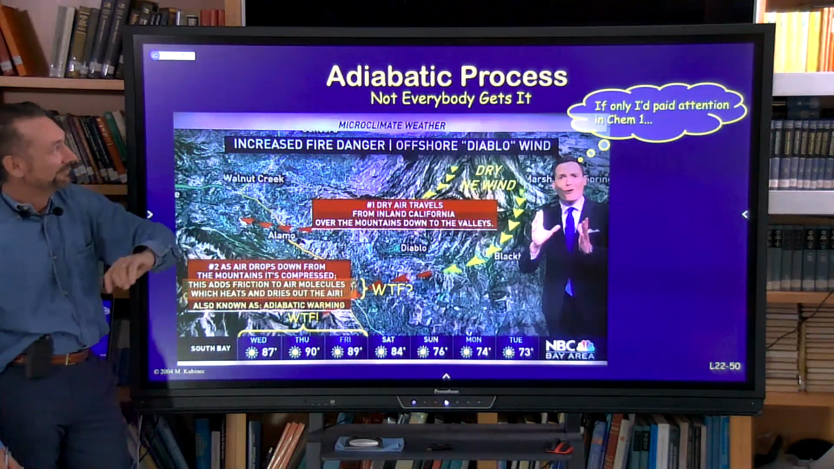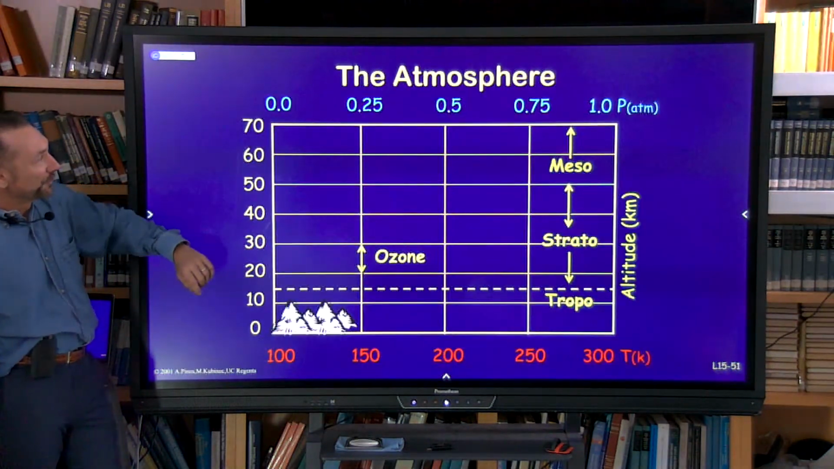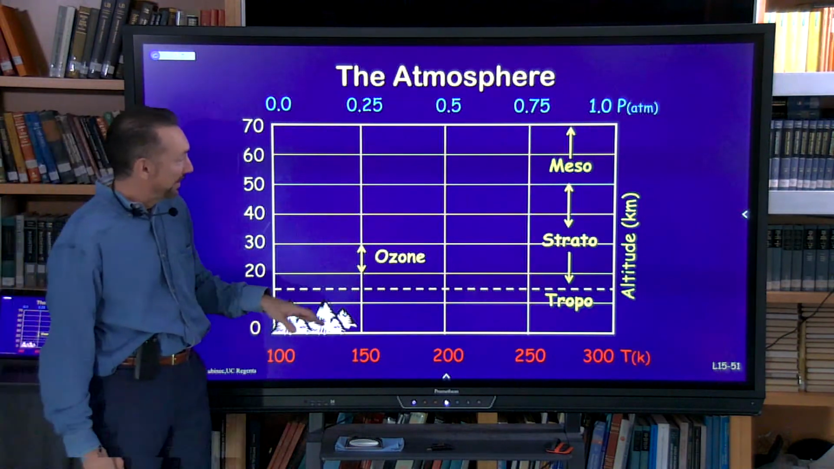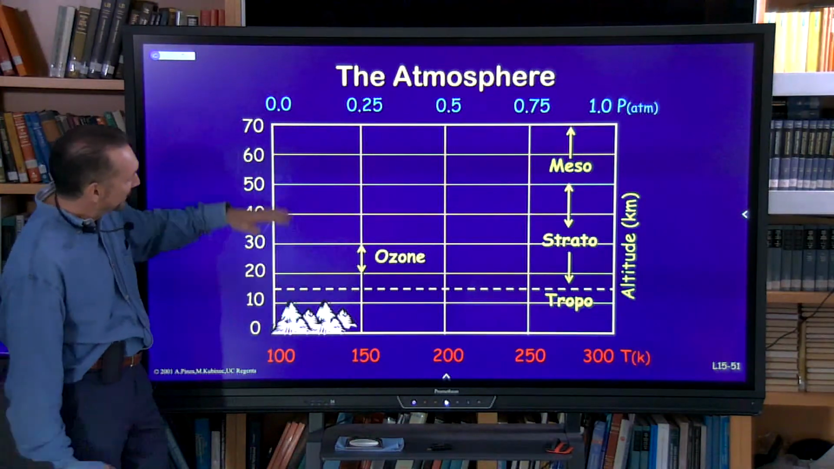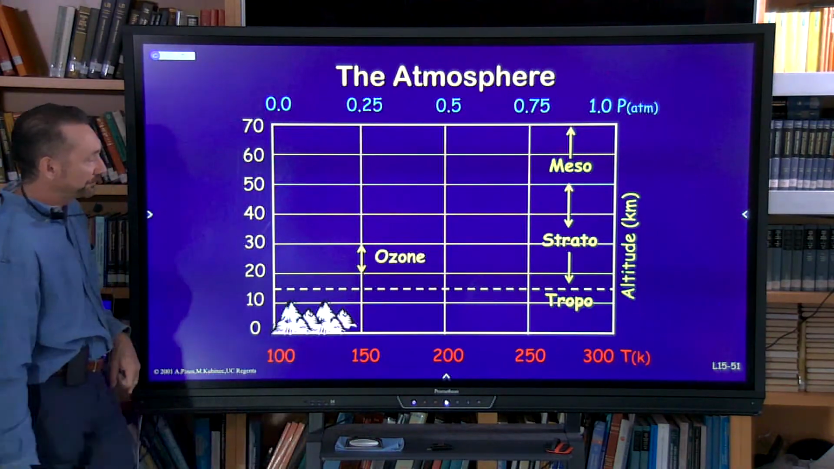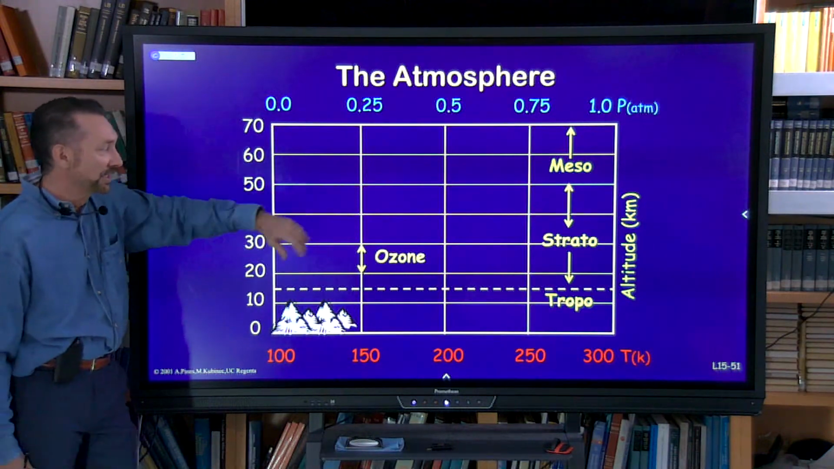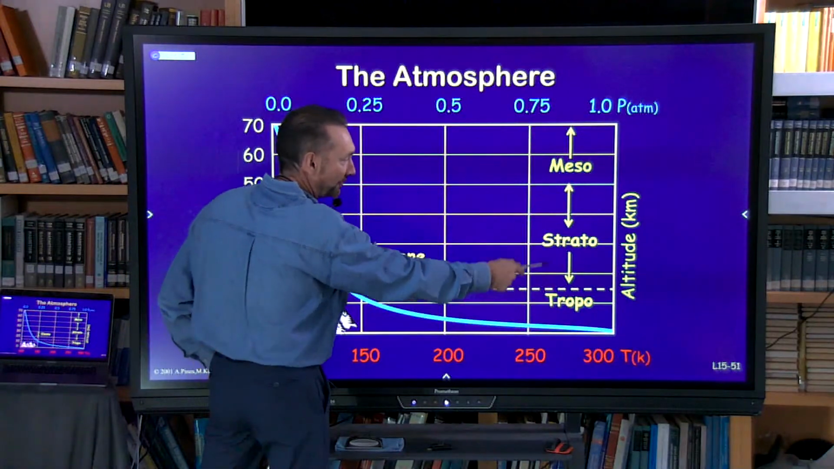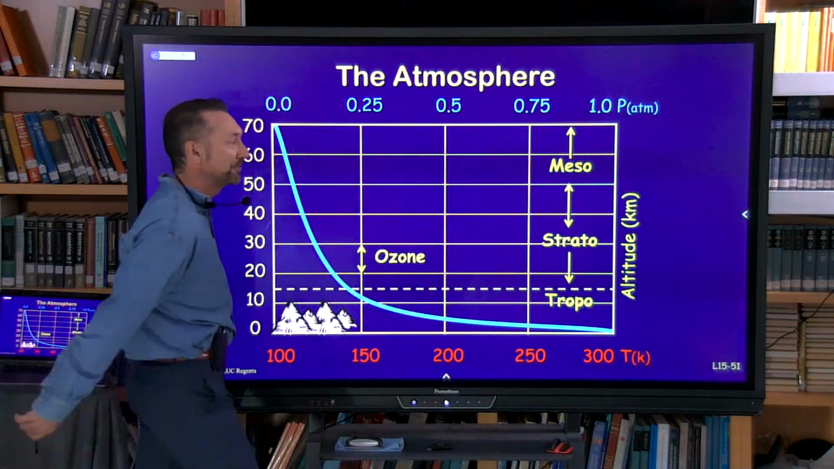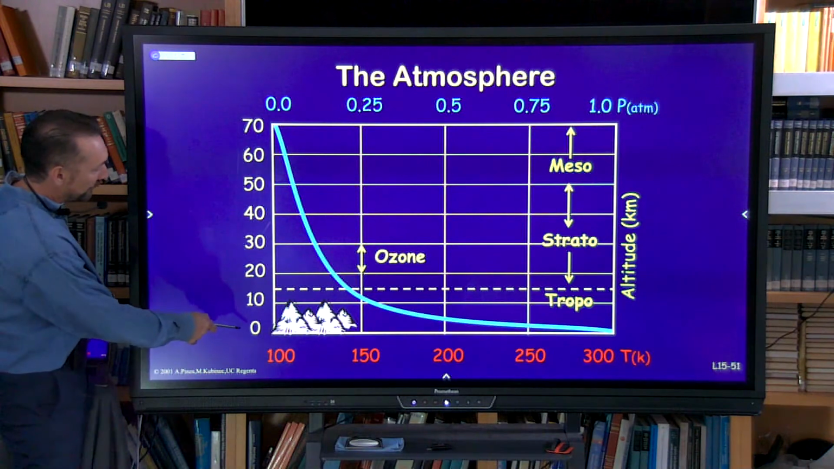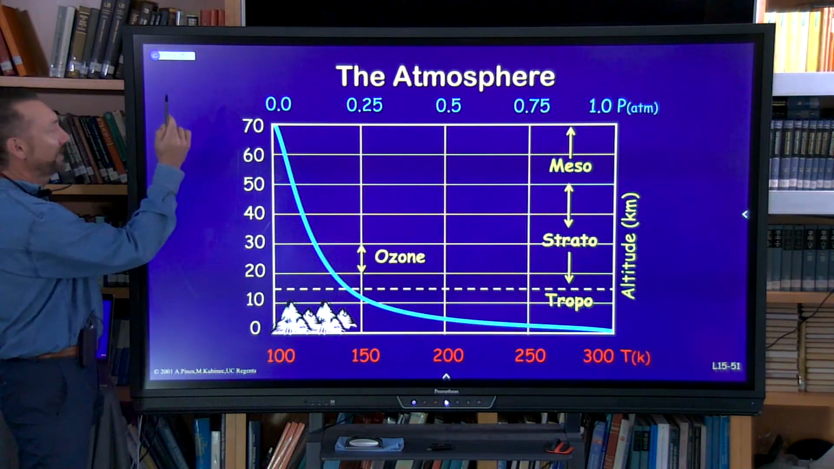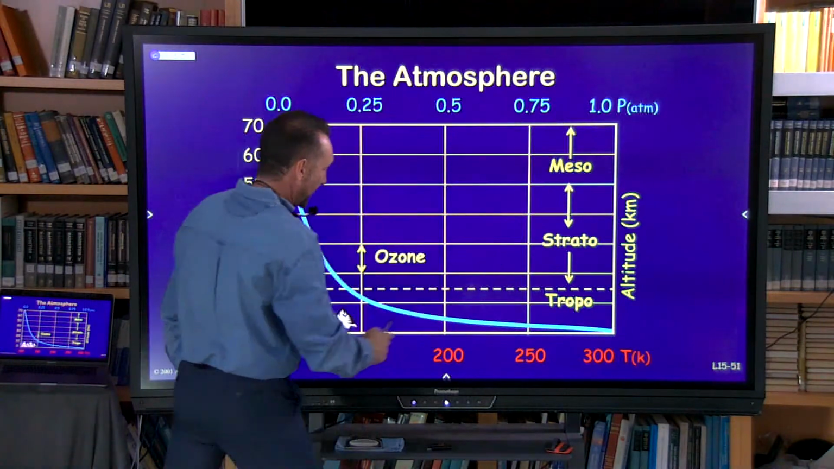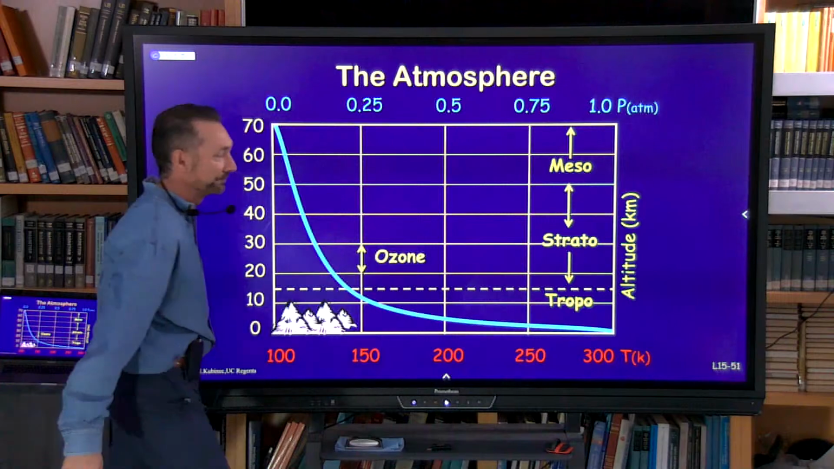So not everybody gets it. So we are going to just summarize that here and wrap up. I'll take a few questions prior to the exam. Here is a complicated three-dimensional graph squished onto 2 dimensions. I have the names of the levels of the atmosphere: the troposphere, the stratosphere, and the mesosphere. The altitude going up here in kilometers. So 70 kilometers, this is the altitude on this axis. Along this axis, the pressure, and along this axis, the temperature.